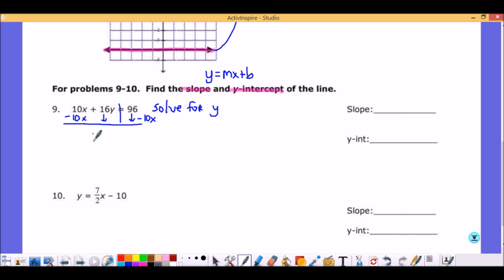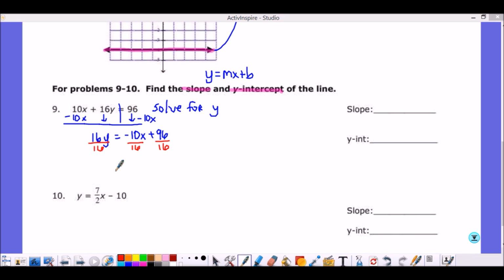So I'm going to bring down 16y equals, now remember in algebra we like to put our x's first. If you put 96 minus 10x, you have the same answer as I do. So now the last step we all have to do is to divide everything by 16.